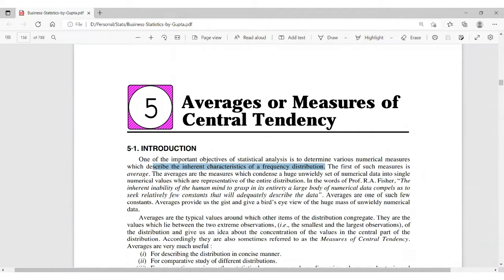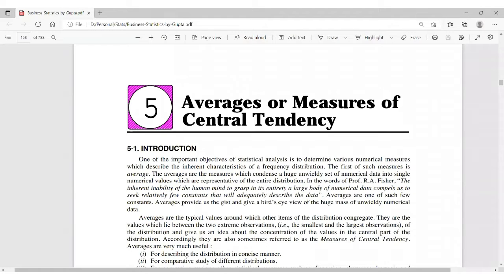In the words of Professor R.A. Fisher, the inherent inability of human minds to grasp in its entirety a large body of numerical data compels us to seek relatively few constants that will adequately describe the data. This is how we get some useful result from that data. Averages give us a bird's-eye view of the huge mass of unwieldy numerical data.